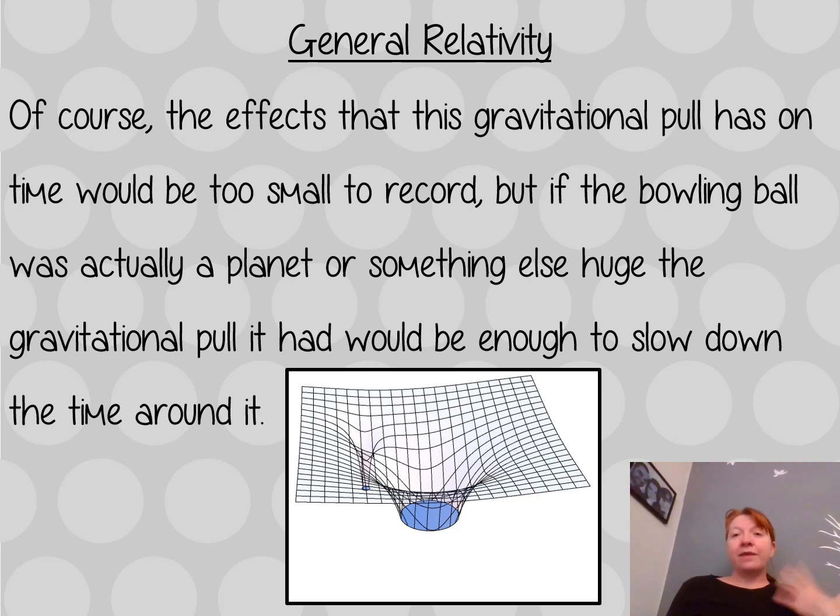So the effects of this gravitational pull are too small to record. They're not things that we can record on planet Earth, really, because they're much, much too small. But when you get into outer space and things like that, and big scientific experiments, they do make a difference. But it's worth understanding. So if the bowling ball was a planet or something else really, really big, the gravitational pull it had would be enough to slow down time quite considerably.